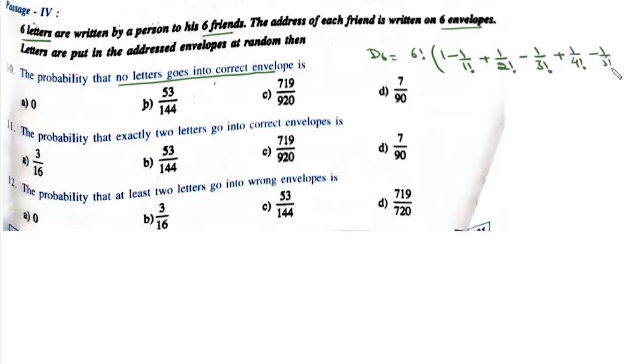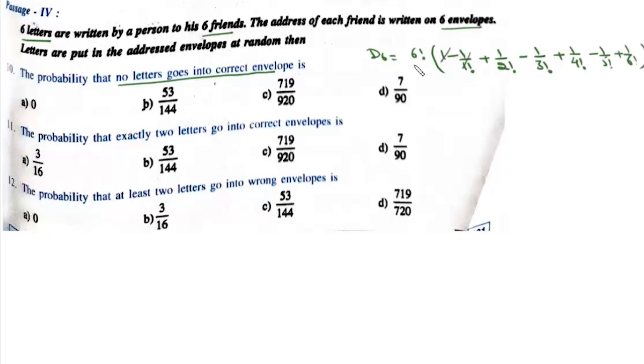Now here the question is: 6 letters are written by a person to his 6 friends. The address of each friend is written on 6 envelopes. Letters are put in the addressed envelopes at random. Then find the probability that no letter goes into the correct envelope. Now this is nothing but D6, that is, derangement of 6. Now this is factorial 6 times (1 minus 1 upon factorial 1 plus 1 upon factorial 2 minus 1 upon factorial 3 plus 1 upon factorial 4 minus 1 upon factorial 5 plus 1 upon factorial 6).